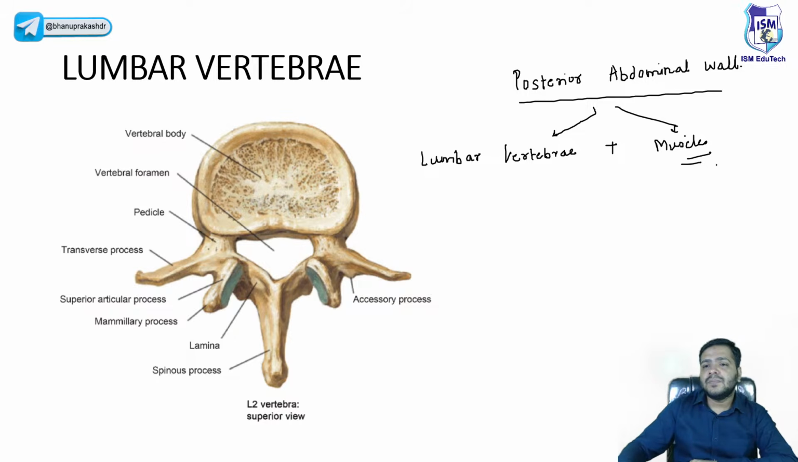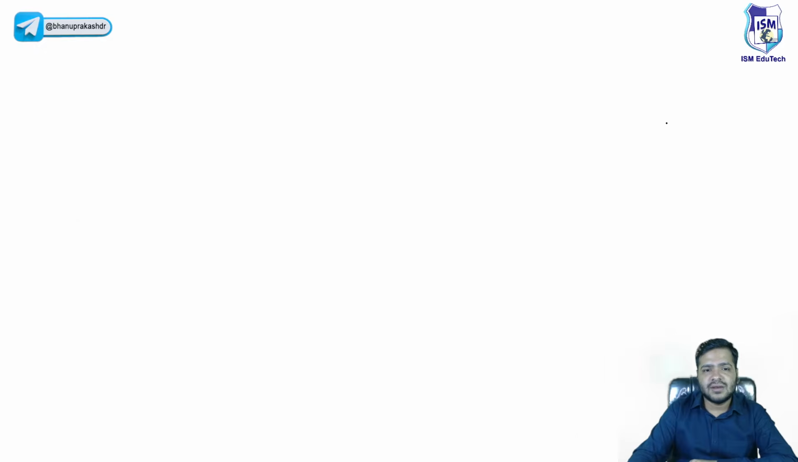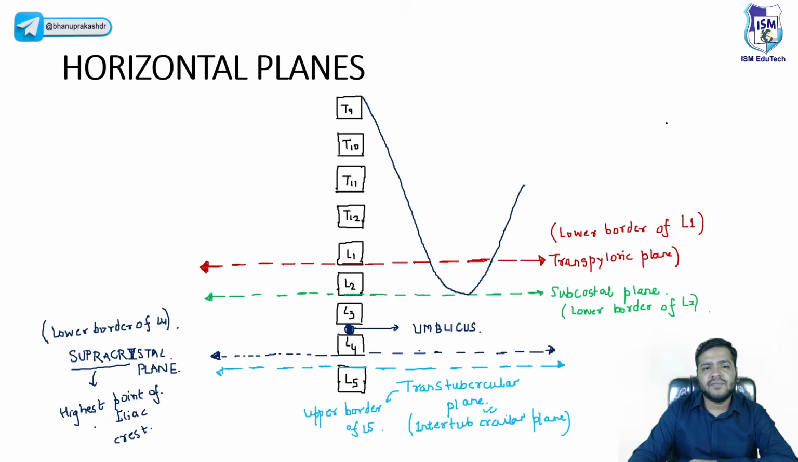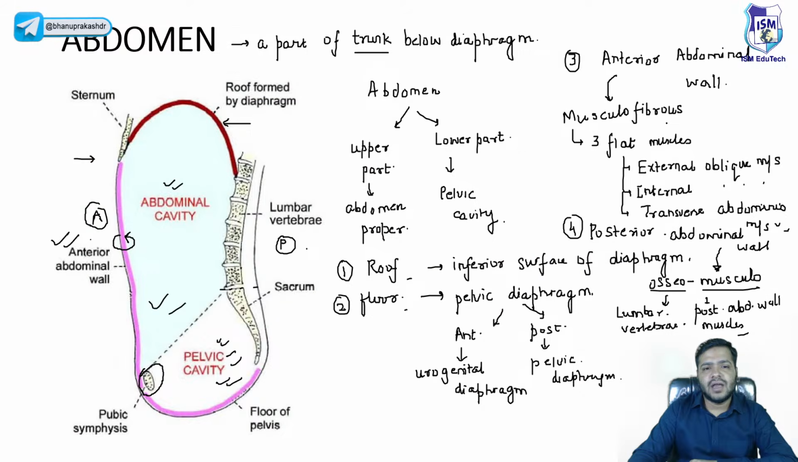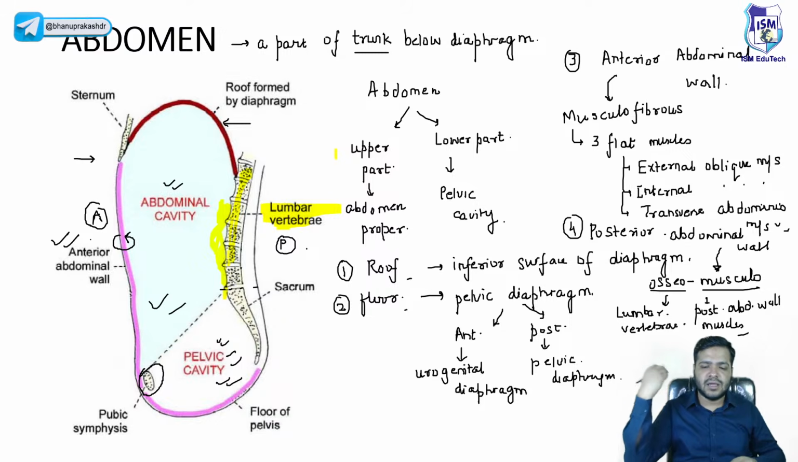Before coming on to the posterior, now let's talk about the back side. I already showed you in the picture day before yesterday when we were discussing, we have the lumbar vertebra in the posterior part. You can see the lumbar vertebra over here, and with the lumbar vertebra we have some muscles attached. So the lumbar vertebra and the muscles actually form the posterior abdominal wall.